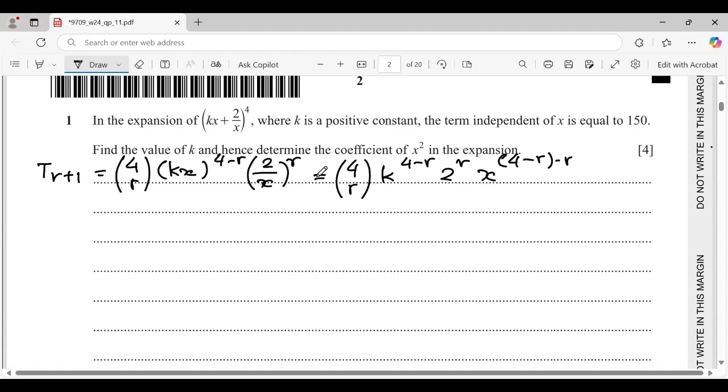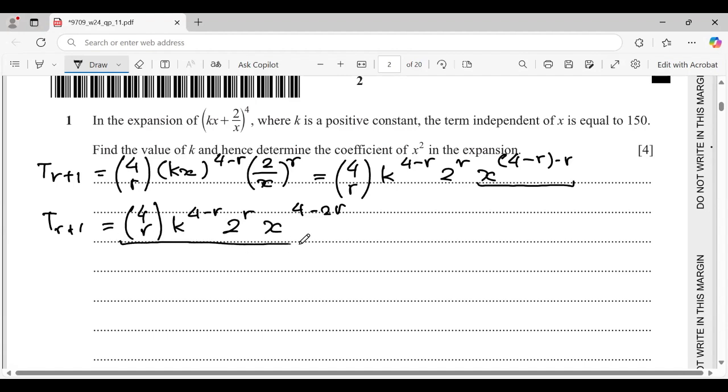So I would like to simplify this term again. Combination 4 choose r, k to the power 4 minus r, and 2 to the power r, and then x to the power 4 minus 2r. Okay, for the next step, I will use this expansion.